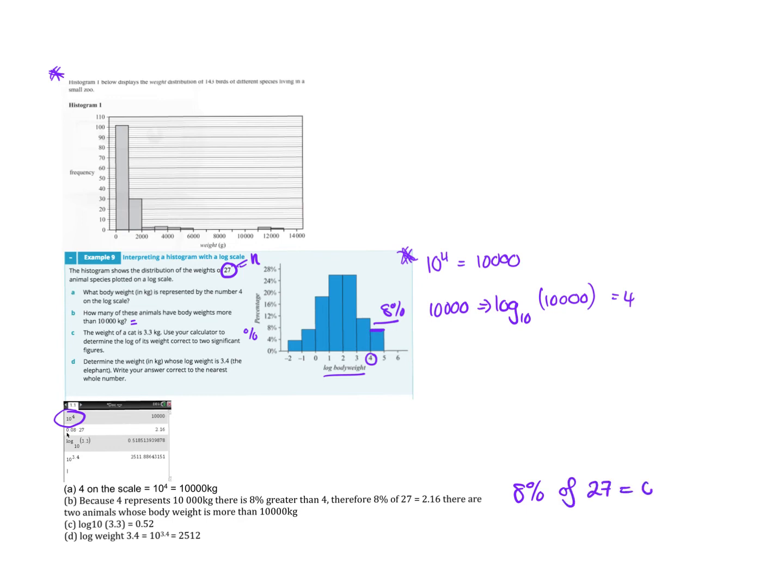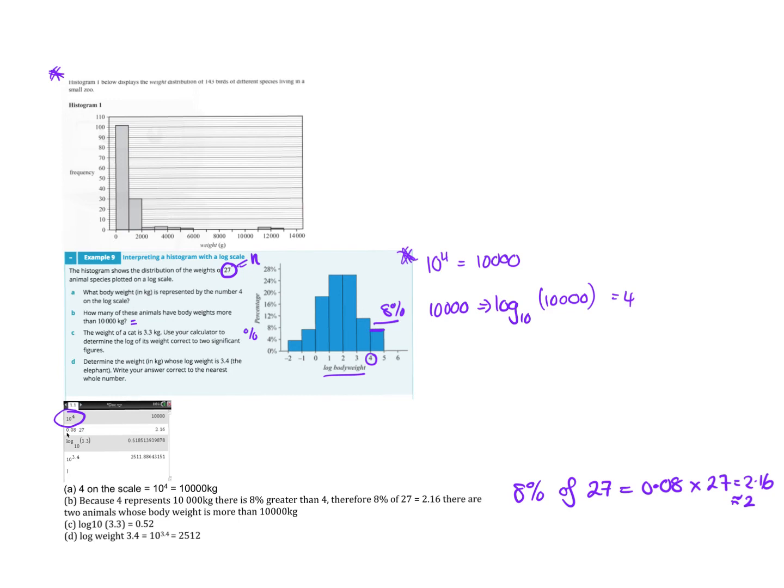When you do 8%, you've got to change it to a decimal. So it'd be 0.08 times 27. And that's how we get, what did it say? How many animals? We get 2.1, so we probably say 2, therefore approximately 2 animals, yeah?